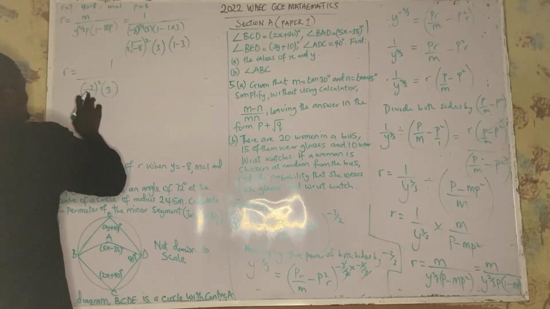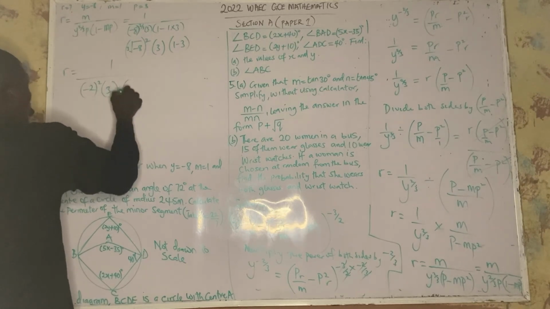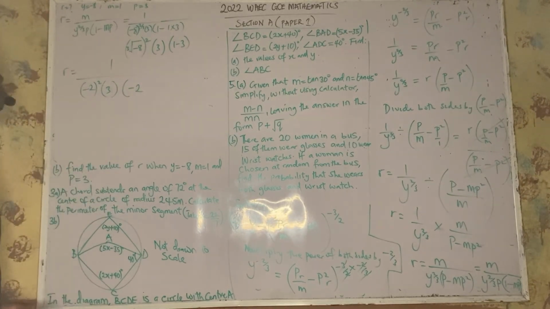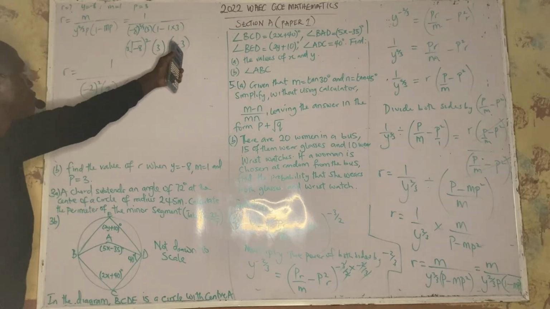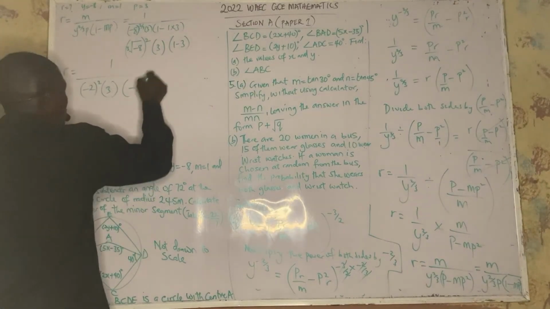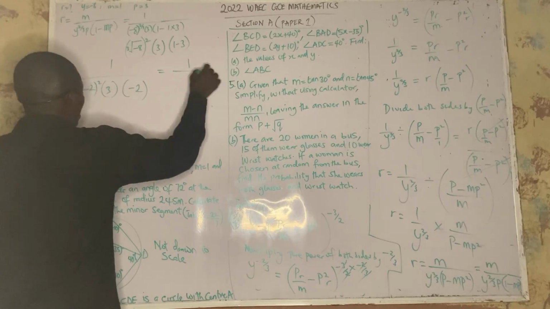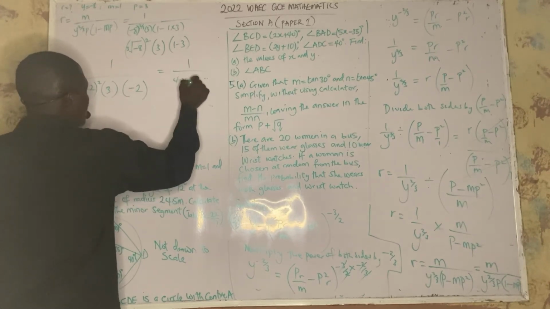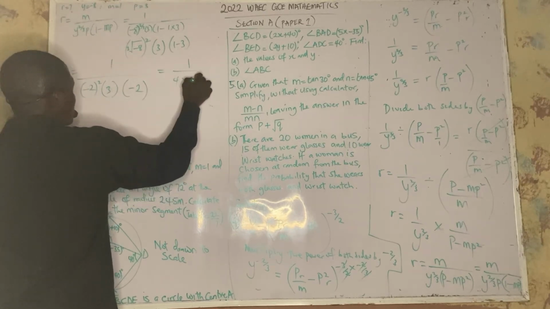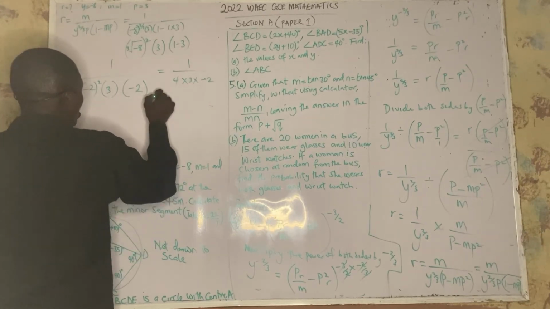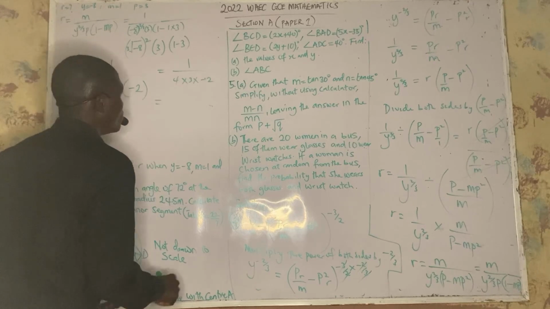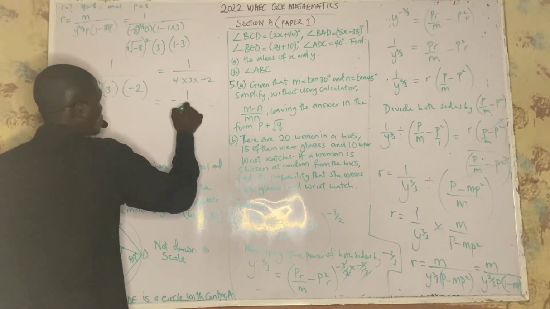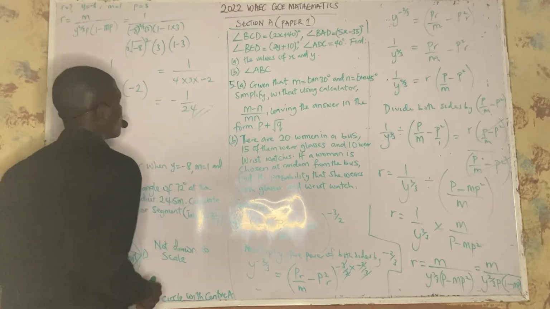So meaning that minus 2 all square multiplied by 3 multiplied by minus 2, because 1 minus 3 is minus 2. So this one will be 1 all over minus 2 all square, which will be 4. 4 times 3 times minus 2. So the answer will be 4 times 3 will be 12. 12 times minus 2 will be minus 1 over 24. Final answer.